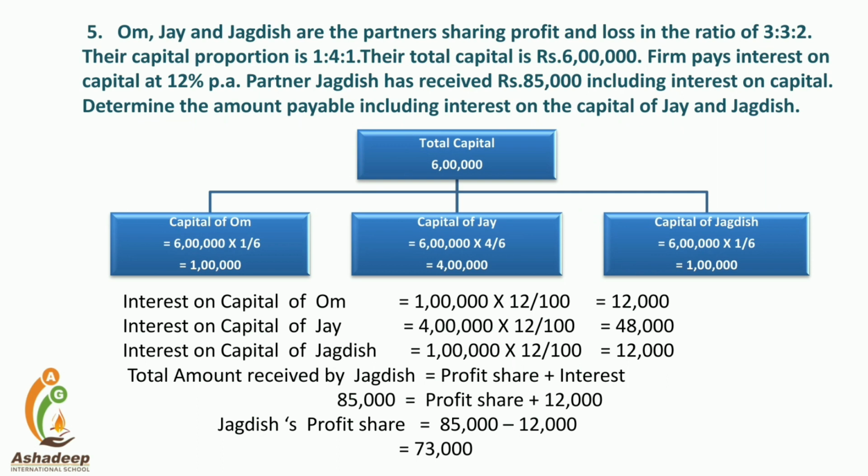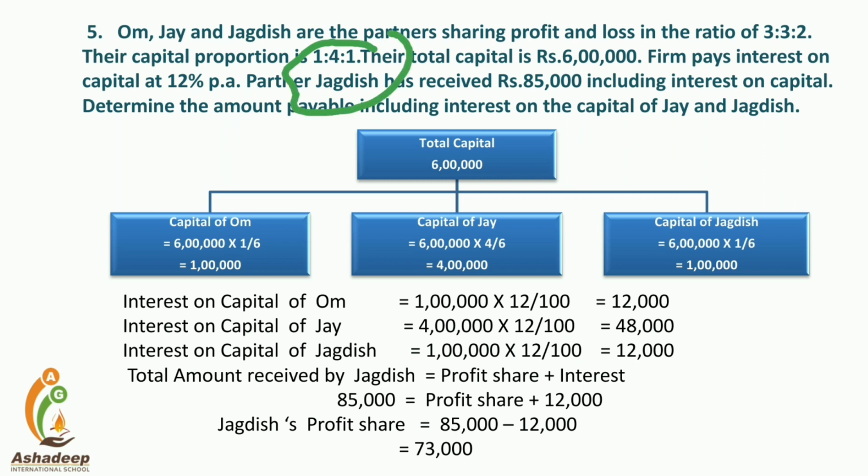Now here total capital is given and capital ratio is also given. It is necessary to distribute total capital into individual capital, because here we have to count interest on capital, and to count interest on capital we require individual partners' capital. So total capital is 6 lakh. Capital ratio is given, and that is 1 is to 4 is to 1.